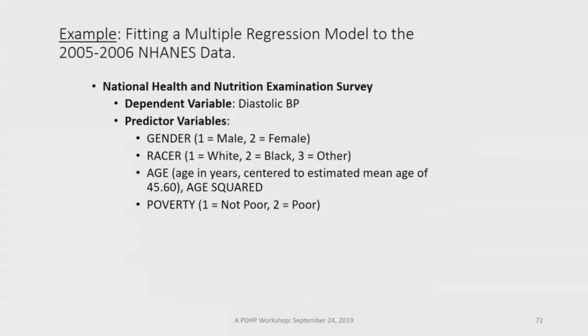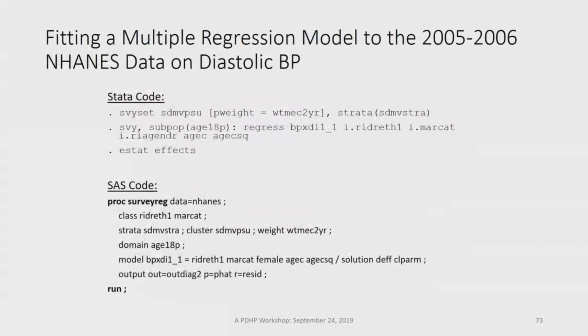So this is getting back to NHANES. So the dependent variable is diastolic blood pressure, and the predictors are gender, race, age, and poverty. So just hypothetical. We want to see how these different variables relate to that continuous measurement of diastolic blood pressure. Here's how we set this up. Again, I declare the design variables in Stata. Only have to do that once, but I keep showing it here. Survey restricted to a subpop of interest, adults, age 18 and above.